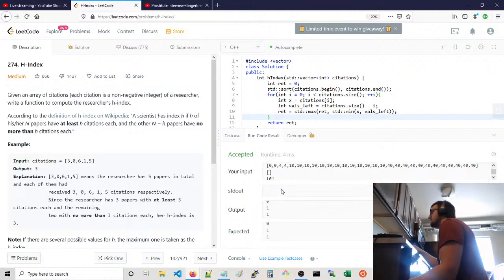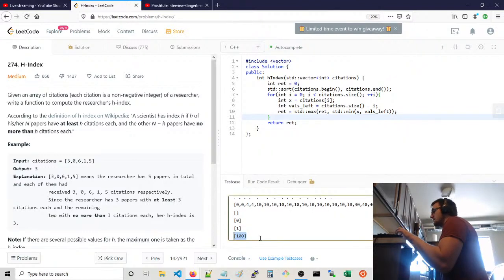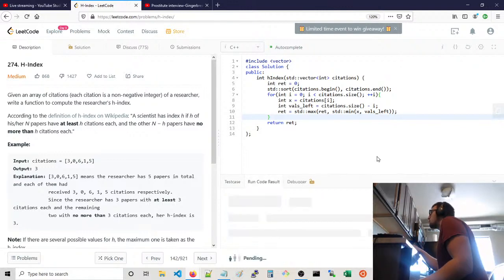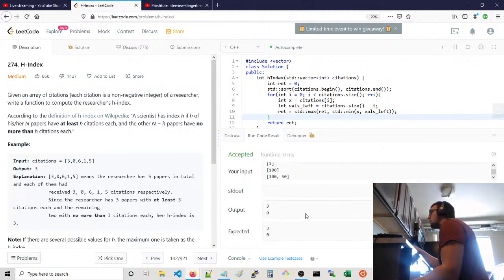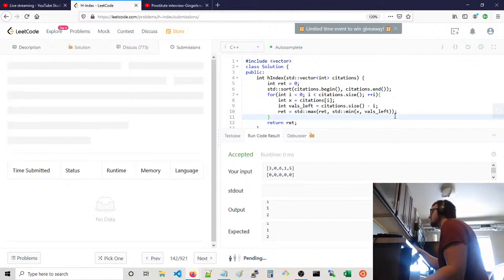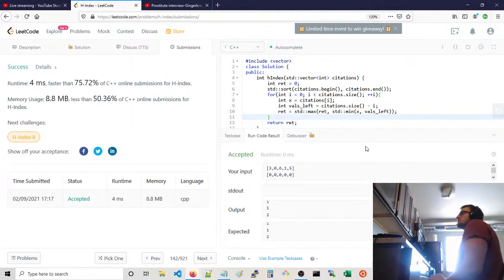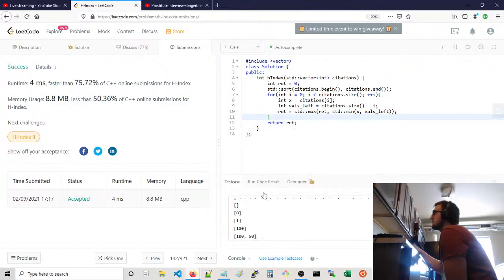So if it's empty, we get 0. 1, 2, 3, 4. 1, 2, 3, 4. All right, I think we go for it. See how we do. Oh, got it. Sweet.